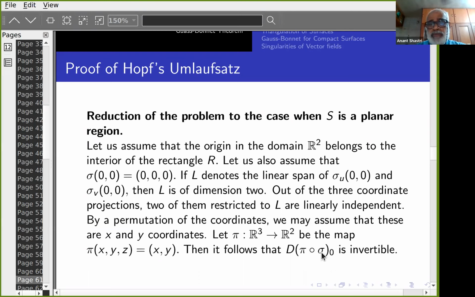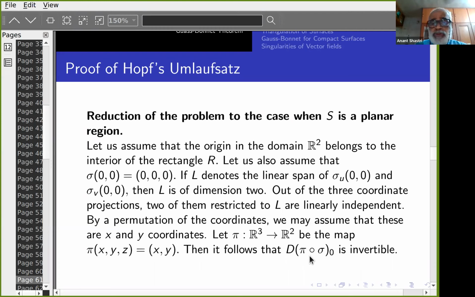That is the meaning of this one, right? From where to where? From R3 to R2. Once you take this pi, R2 to sigma, it's R2 to R2. Therefore, it is an isomorphism, right? So it's invertible. Okay, so I can apply my inverse function theorem.